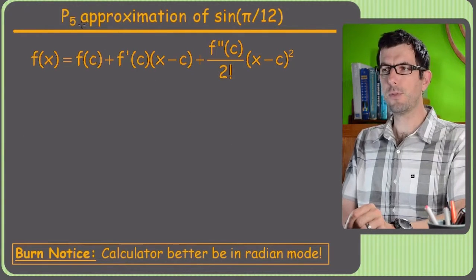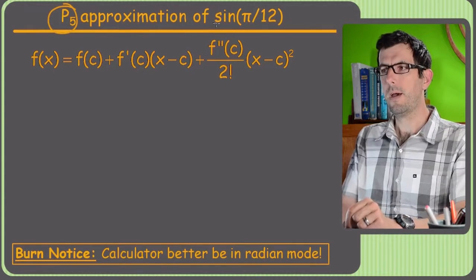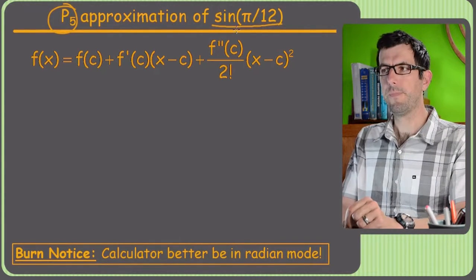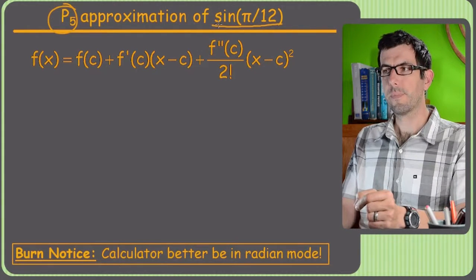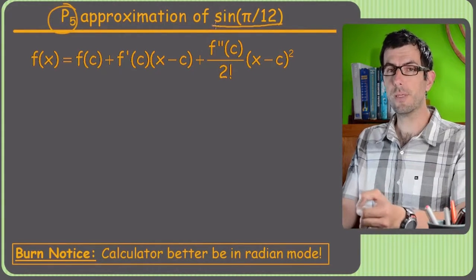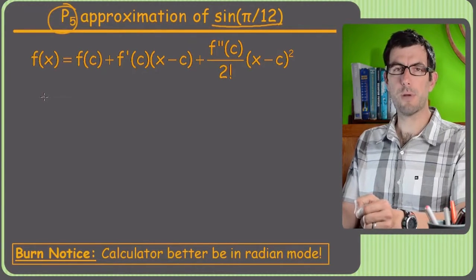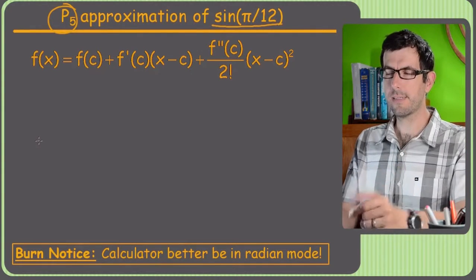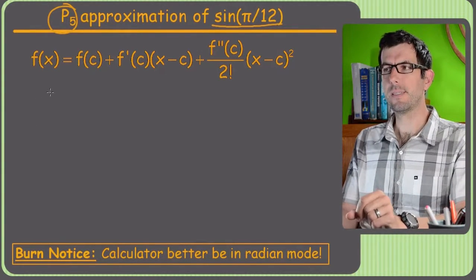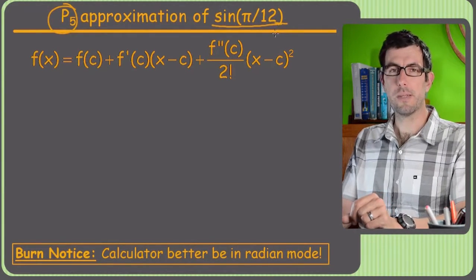All right, so this time we'll do the P5, meaning the 5th degree approximation of the sine of pi over 12. Now, if you watched a previous video, you saw that the Maclaurin series for sine is really simple. And I would argue we should probably use that. I'm going to go ahead and derive it here again because I want to get us in the habit of seeing that's easy to do. But the question is, why would I even use the Maclaurin series?